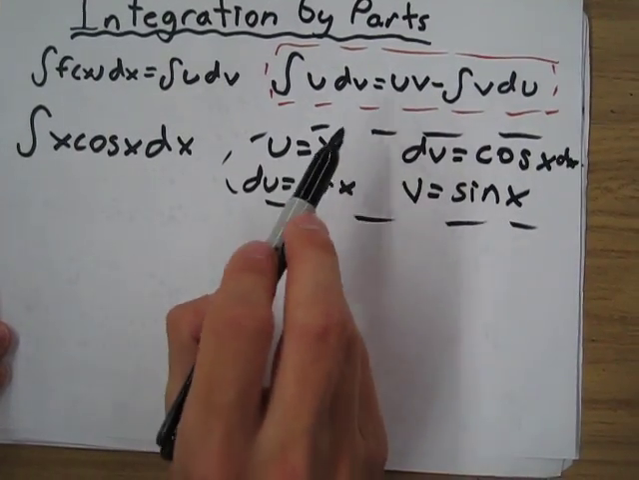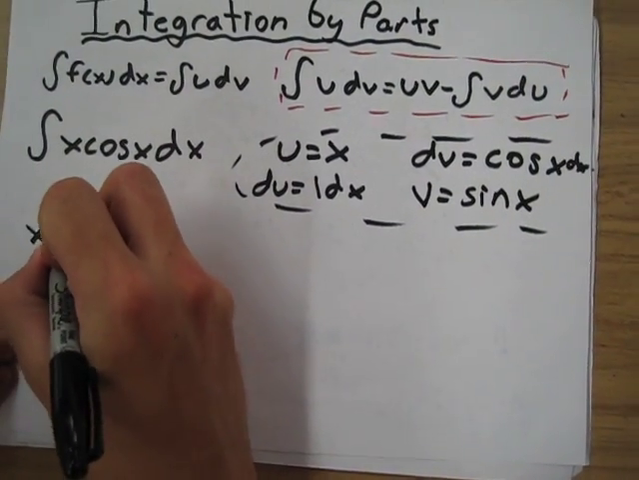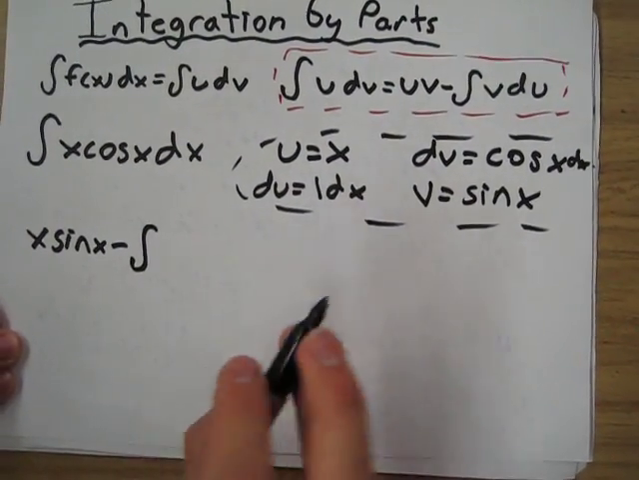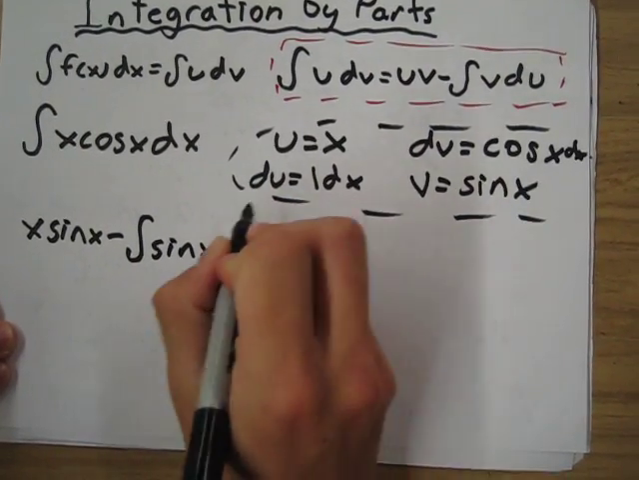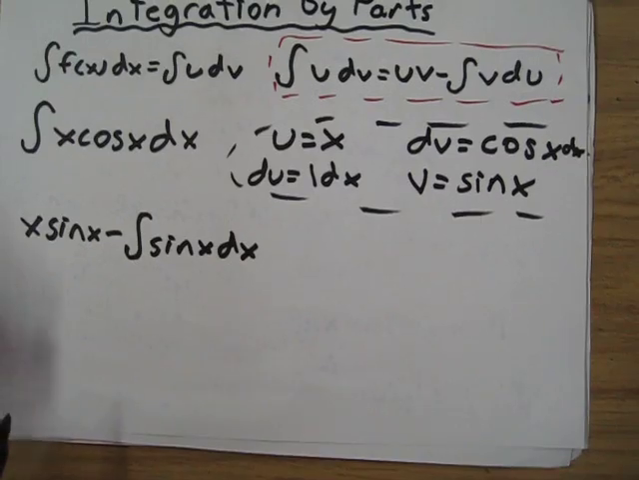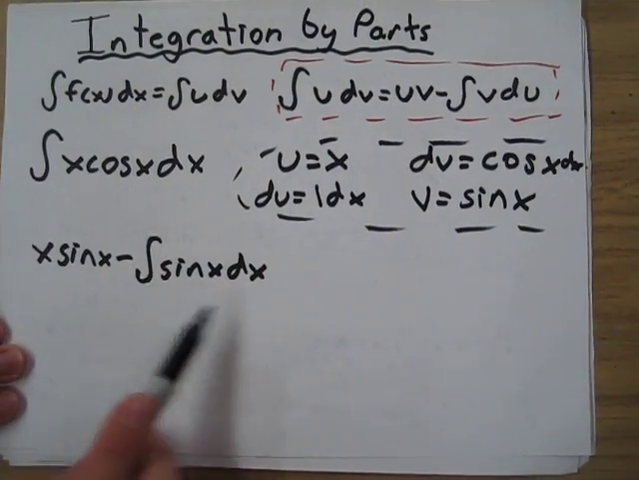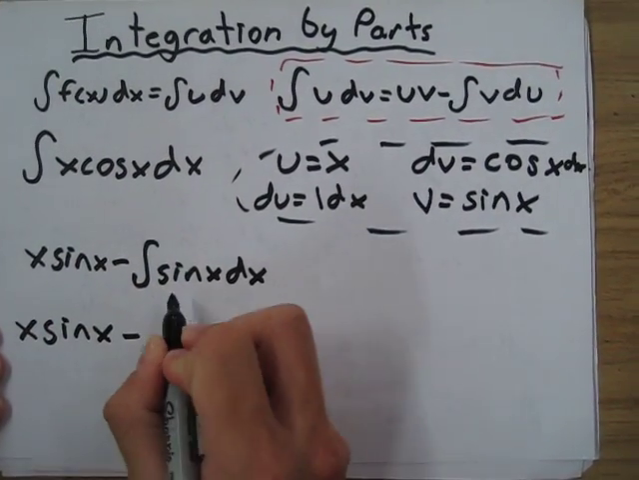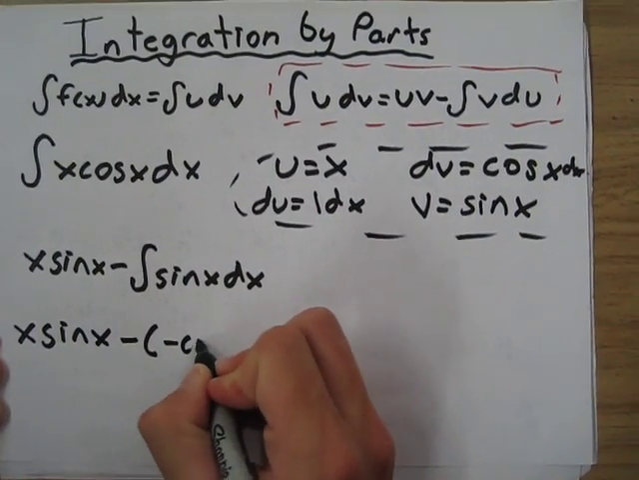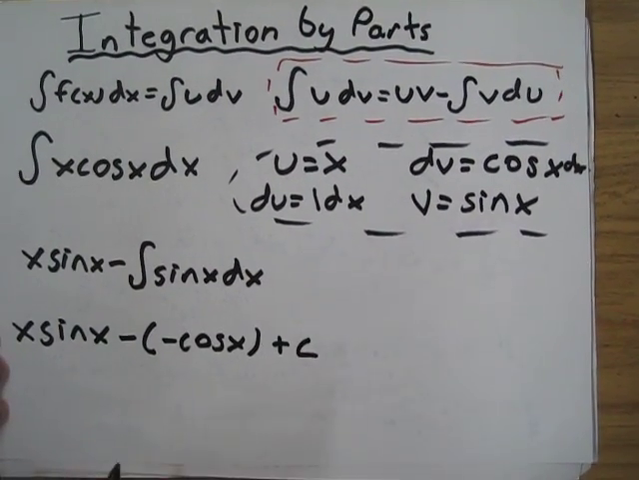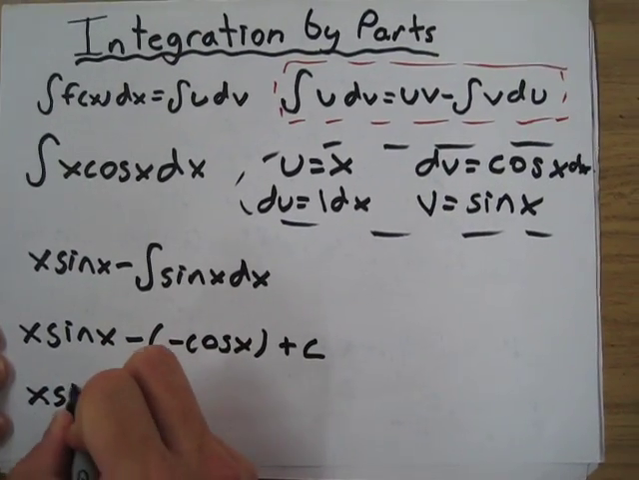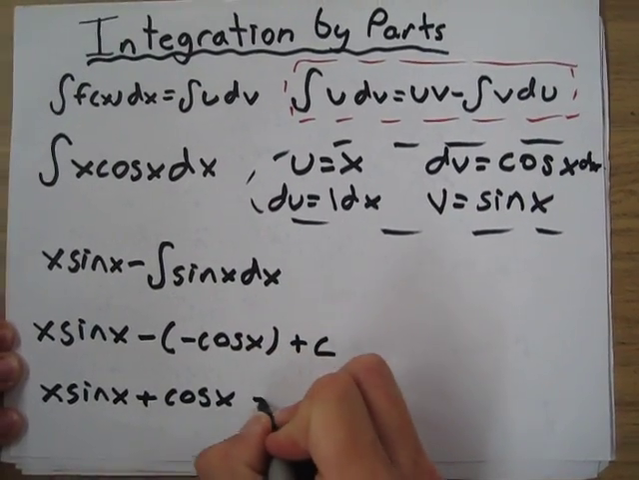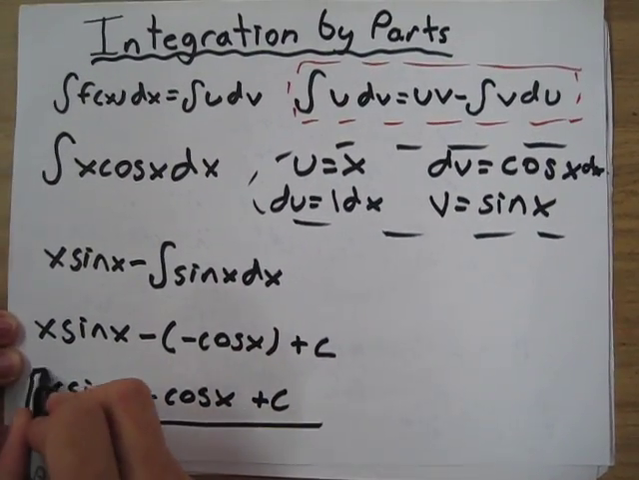and I can go on and apply these to the formula. So the first part of the formula is u times v, so that's going to be x times sine x minus the integral of v du. So sine x dx. Okay, and now you can see that I have a very easily solvable integral right here. So we're going to go ahead and solve that. So the integral of sine x dx is negative cosine x plus c. Now I'm just going to simplify my signs right there. And my final answer is going to be x sine x plus cosine x plus c. And that's a basic integration by parts problem.